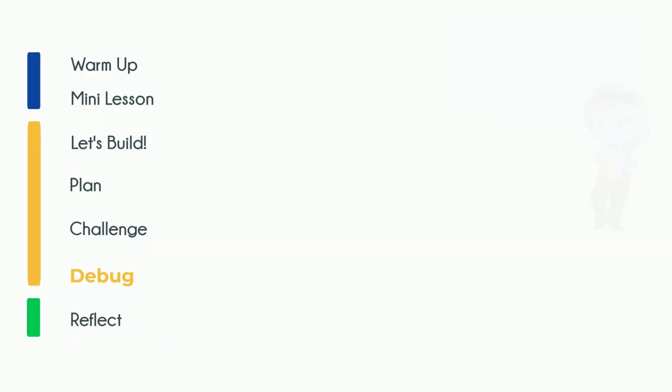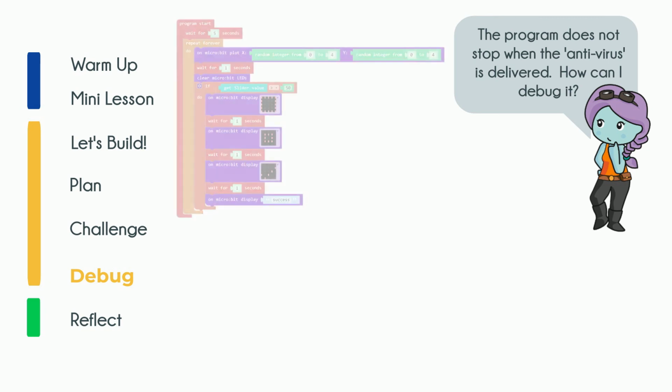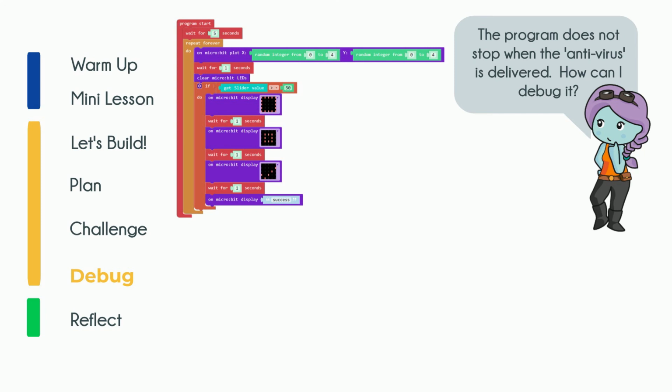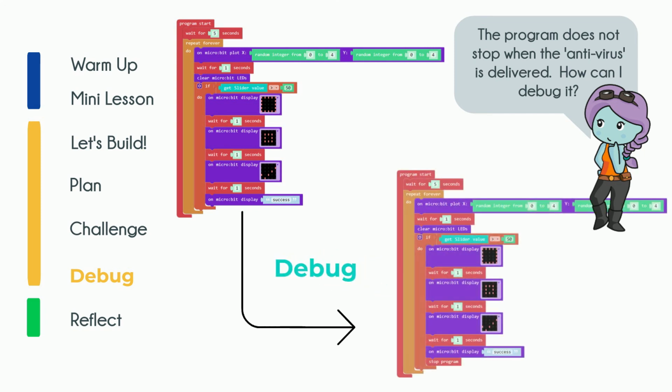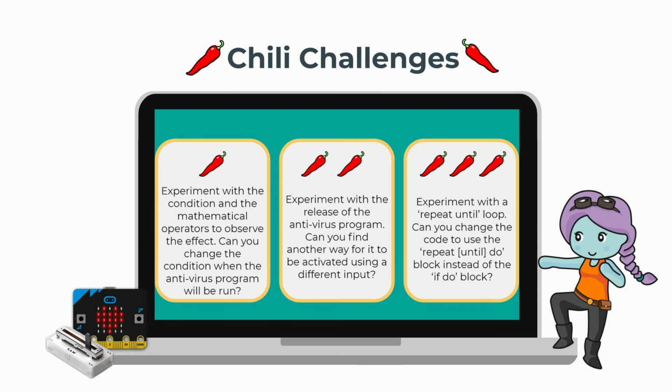Next up is a debug, which gives the students a chance to test their program and find and fix any errors that have appeared. These errors are either deliberately placed to aid in debugging skills or may be discovered following students' own testing. Once students have successfully debugged their program, they are offered a menu of open-ended Chili challenges to develop or enhance their program.